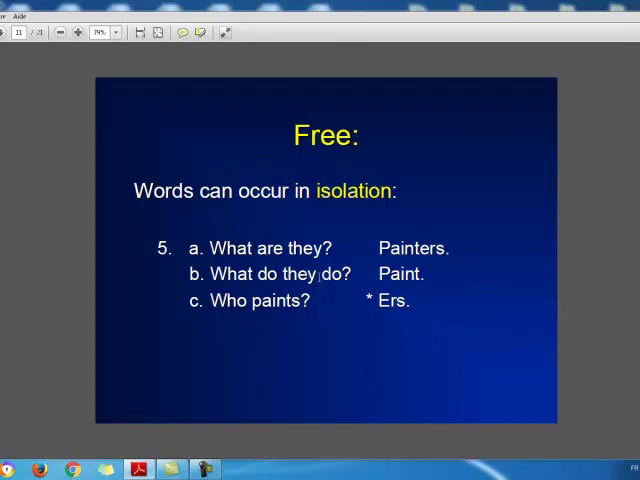Same thing in here. What do they do? As an answer we can say "paint". So no need to say "they paint" because it's understood, which means that "paint" can fulfill the role of a whole sentence here. But is it possible to say who paints? As an answer we can have "ears". It's not possible because "ears" in fact is not a free unit. It cannot be used alone. It cannot be used in isolation.